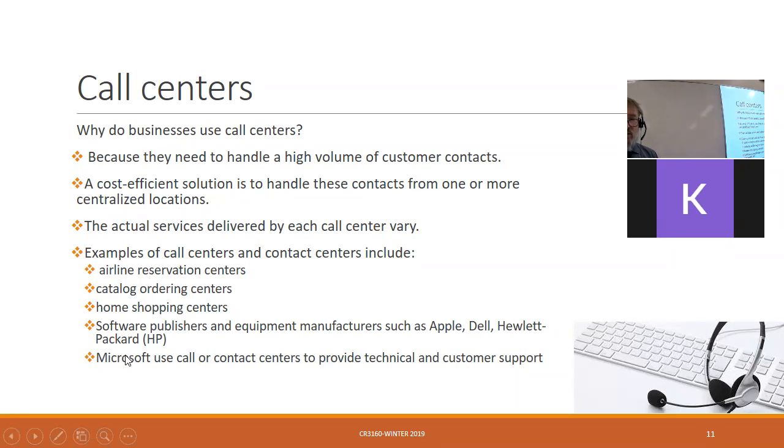So some call centers that you may have interacted with: airline reservation centers, catalog ordering centers. I was thinking that would be something like Amazon or something, right? Home shopping is similar. Software publishers. Yeah, if you have issues with their software, you'll call a number and you'll end up talking to somebody in a call center.